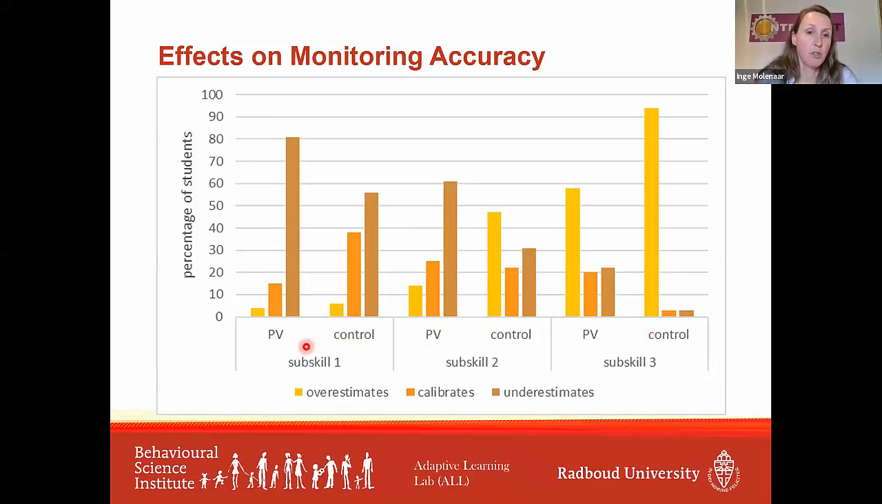But at the same time, we also see a distinction between the control condition and the personalized visualization condition, in which the personalized visualization condition tends to underestimate themselves more than the control condition. And this is remarkable because students this age tend to overestimate themselves extensively. So it's quite interesting to see that in interaction with this intervention, they tend to overestimate themselves less.